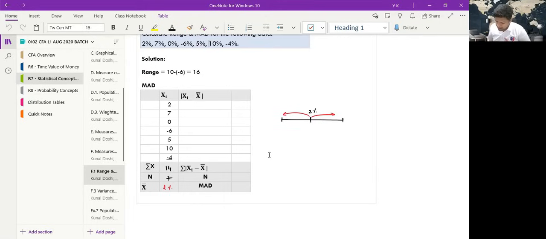So guys, if I want to see the first number, how much is it away from the mean? The mean is 2, right? So I can conclude this is 0. How about the second? I will do 7 minus 2. Then 0 minus 2. Then -6 minus 2. Then 5 minus 2, 10 minus 2, -4 minus 2. And if you calculate with me, 7 minus 2 is 5. This is -2. This is -8. This is 3. This is 8. And this is -6, the last one.